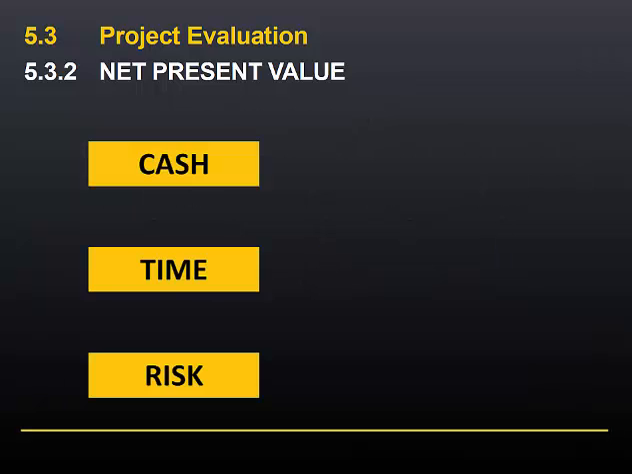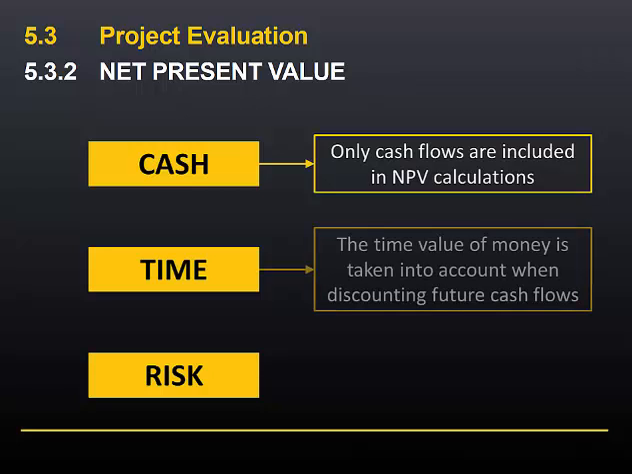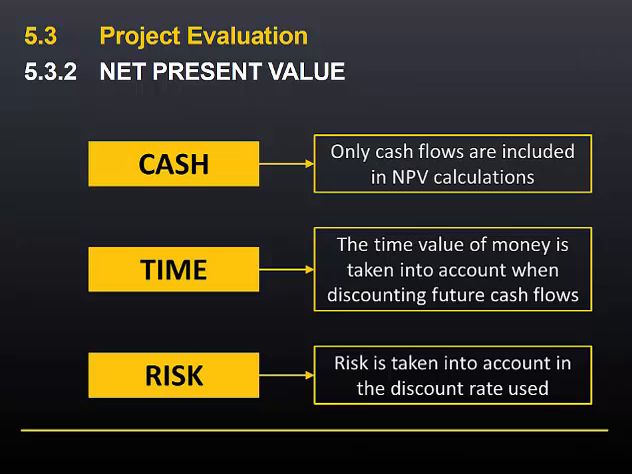Recall the 3 critical factors in finance from the introductory topic. We can see that the NPV decision rule is consistent with all 3 critical factors. Only cash flows are included in NPV calculations. We take into account the time value of money because we discount all future cash flows to a present value. And risk is taken into account by the discount rate that we use. The greater the risk of the cash flows, the higher the discount rate and the less valuable the cash flows are in present value terms.